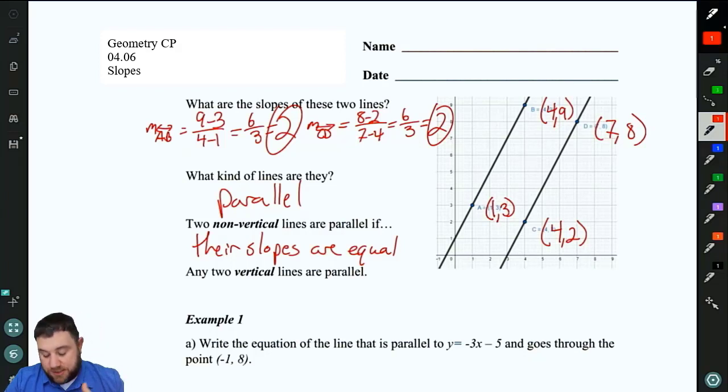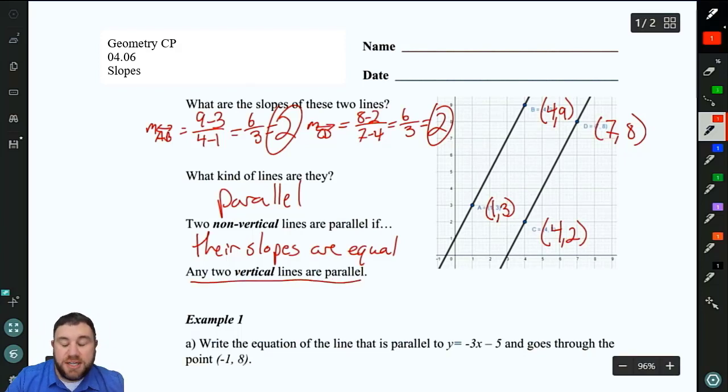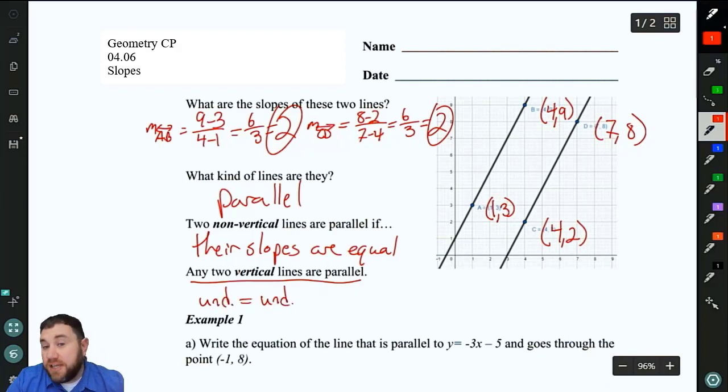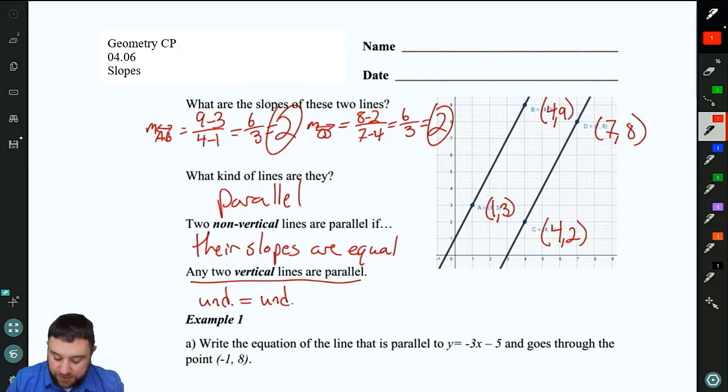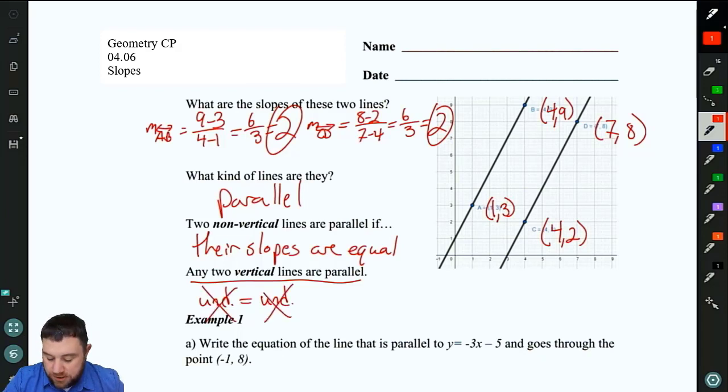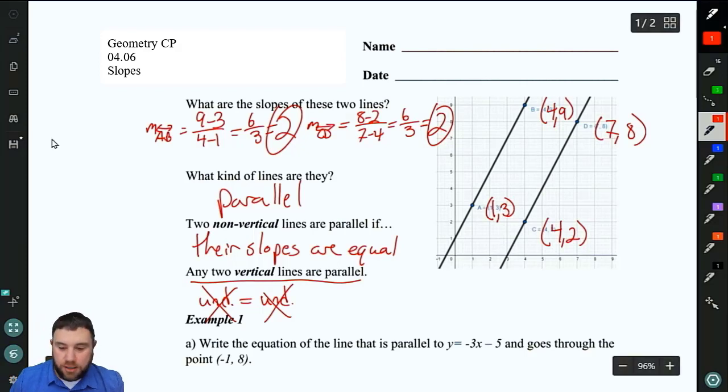Now, this says that they have to be non-vertical lines, and that's because vertical lines have an undefined slope. So we have to have an extra condition here that says any two vertical lines are parallel, because undefined is the same as undefined, but we can't say they're equal because those aren't actually numbers. So we have to have that extra condition: vertical lines are parallel.